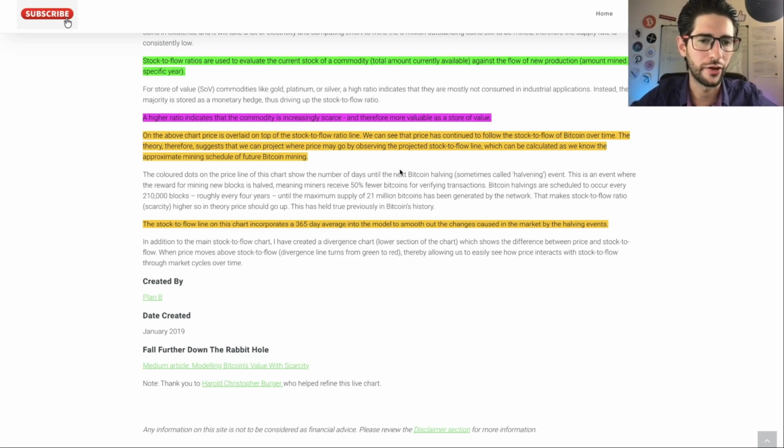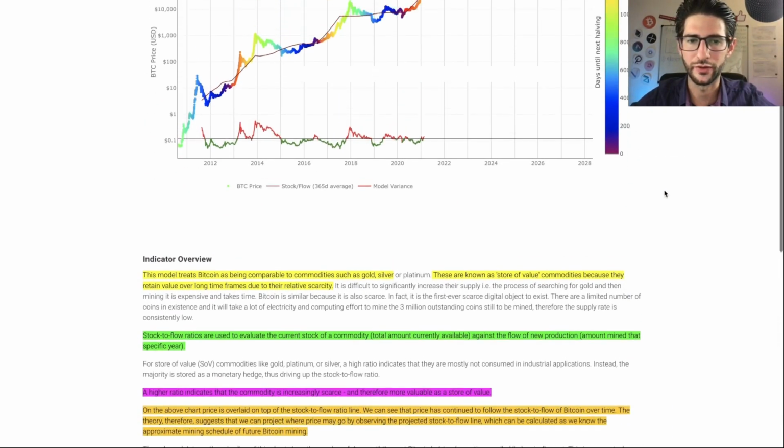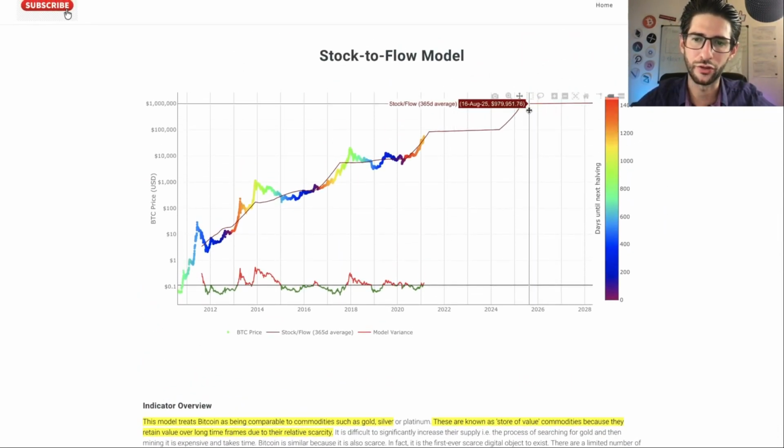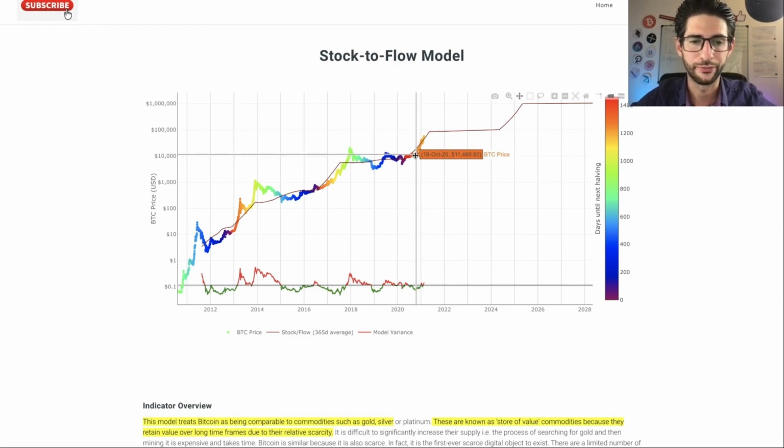The theory, therefore, suggests that we can project where price may go by observing the projected stock to flow line, which can be calculated as we know the approximate mining schedule of future Bitcoin mining. One important thing to remember here is that the stock to flow line on this chart incorporates a 365-day average into the model to smooth out the changes caused in the market by halving events like we had last year. That's why that incorporation makes the line smooth.